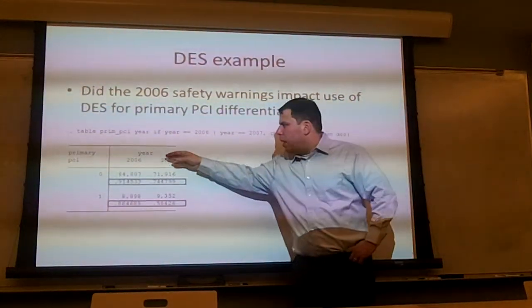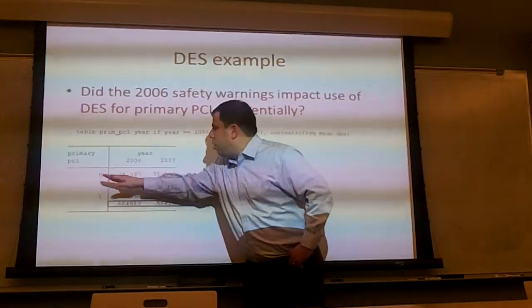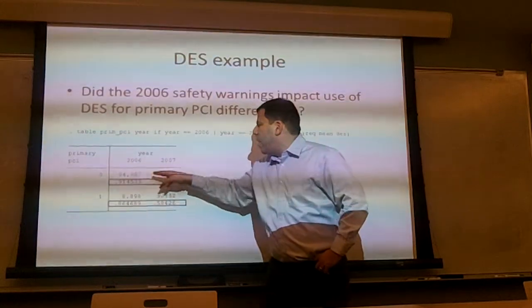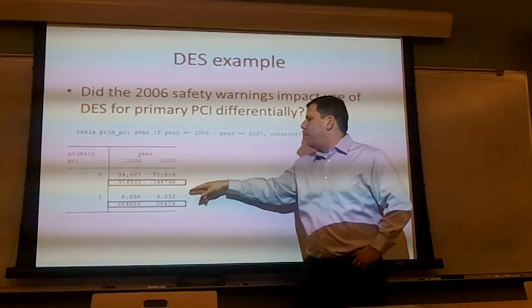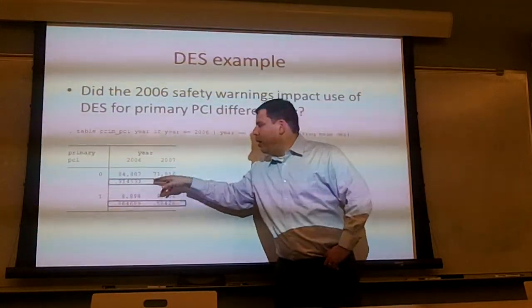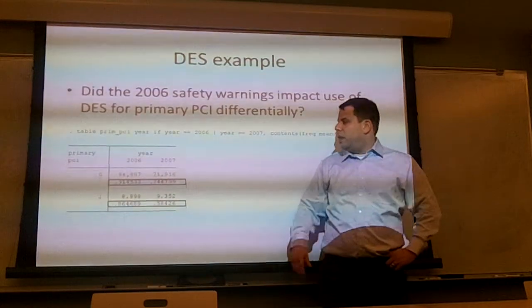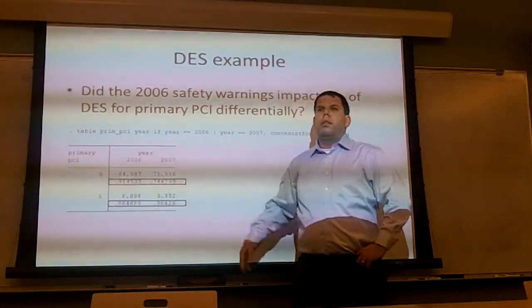So here's the output. Again, this is our kind of treatment and control group, pre and post. We have sample size. Look, a lot more people got elective PCI than got primary PCI. And then this is their use rate of drug-eluting stents in 2006 and 2007.